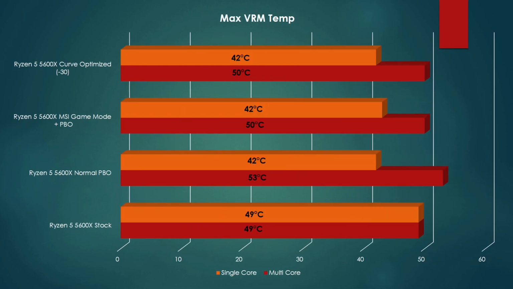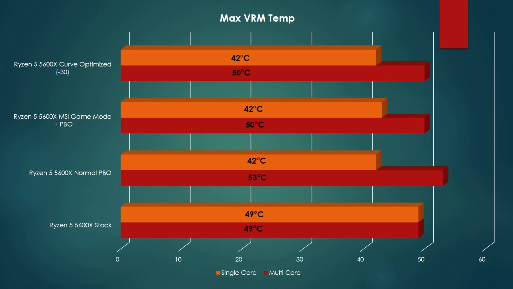And next, the VRM temperatures of my motherboard. At stock, it was at 49 degrees Celsius locked because it was not boosting that aggressively. And in PBO normal config, I was able to see for multi-core 53 degrees Celsius was the max. And similarly, on curve optimized, I was able to see it as 50. So that is a really good transition in VRM temperatures.